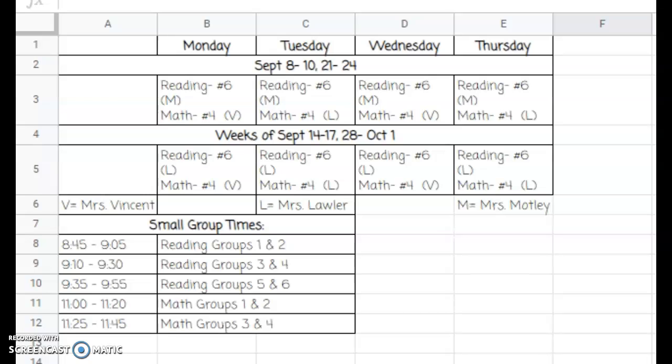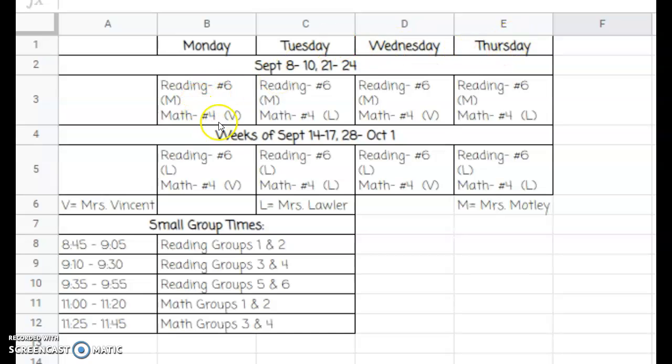Families, very shortly I am going to be sending you an email. It will have something that looks like what you are seeing here, although your times or group may be different. This is the format. Along the top, you see Monday, Tuesday, Wednesday, Thursday.